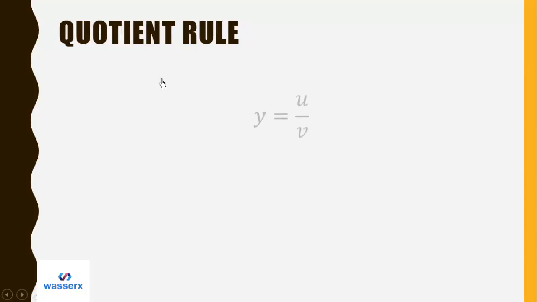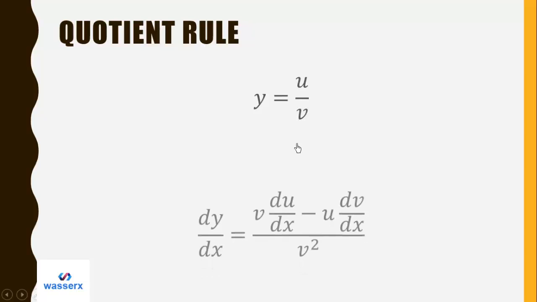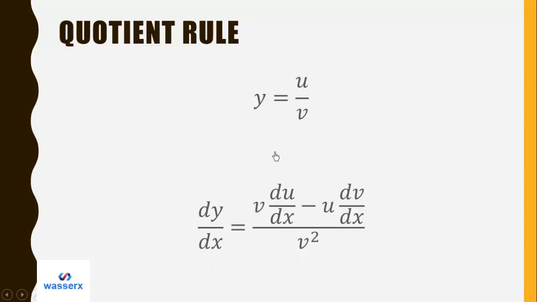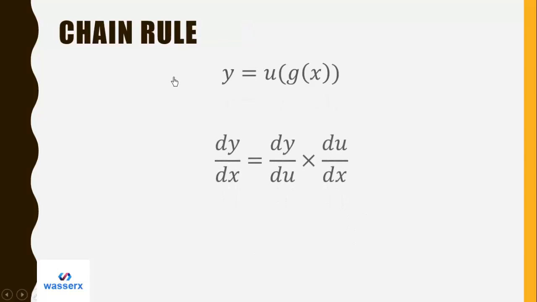Then the quotient rule. So if we have u dividing by v this time, then the quotient rule says: hold v, differentiate u with respect to x, minus hold u, differentiate v with respect to x, all over v squared. Then the chain rule says that if y is a function of u and u is a function of x, then we find dy/dx by differentiating y with respect to u and multiplying it by differentiating u with respect to x.